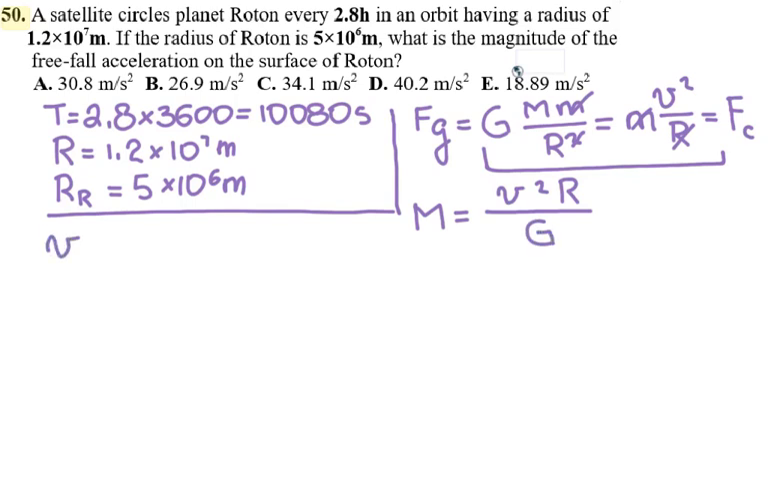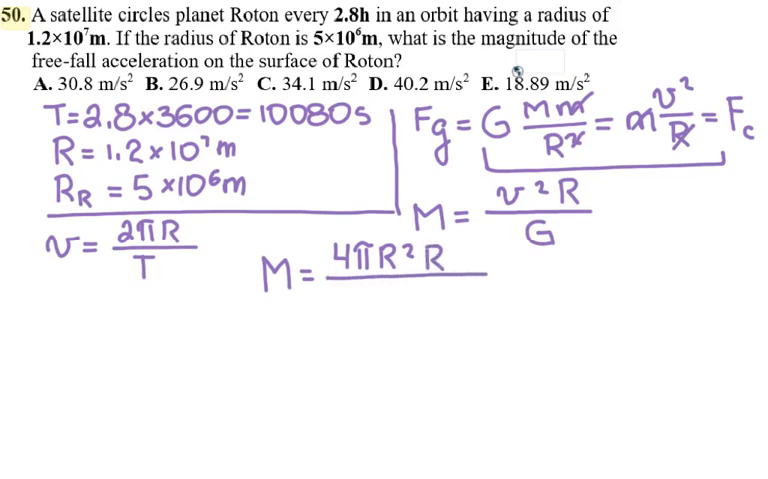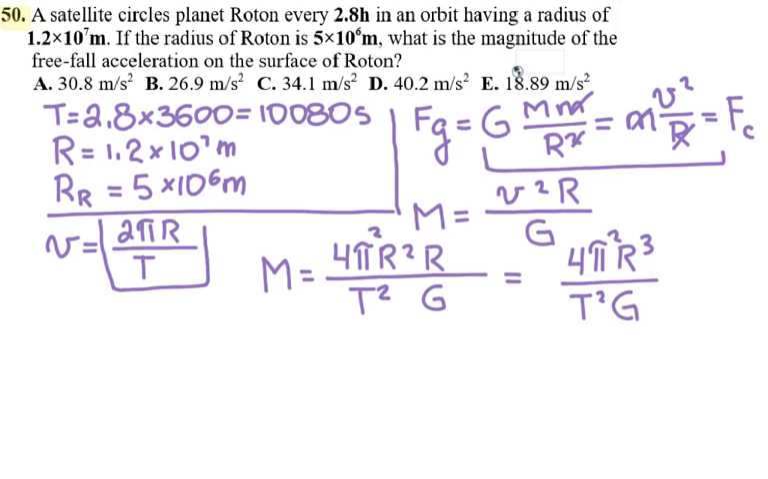And v is equal to 2 pi r, the distance, divided by the time it takes. So if I square my v, I get m equal to 4 pi squared r squared times r divided by G, but the 4 pi squared r squared has to be divided by T squared because I square the whole v. So that will give me 4 pi squared r cubed over T squared G, Kepler's law. So now I'm going to plug in and find out what the mass of Roton is equal to.